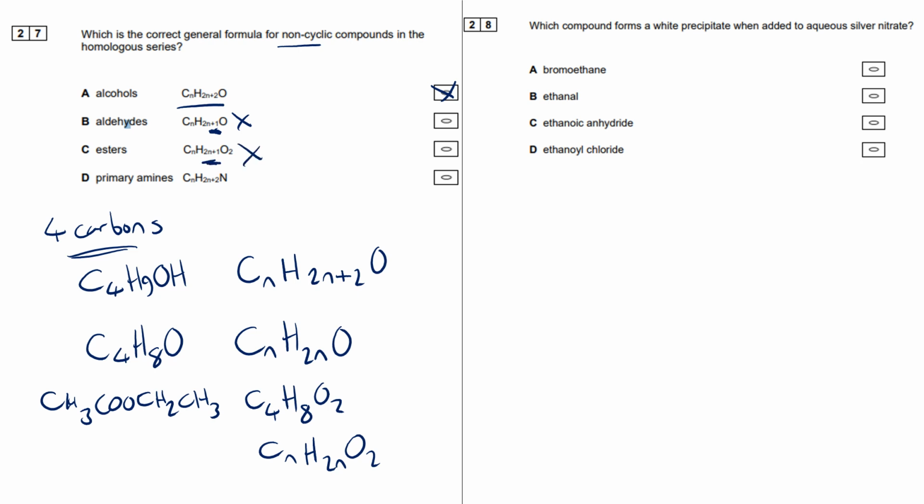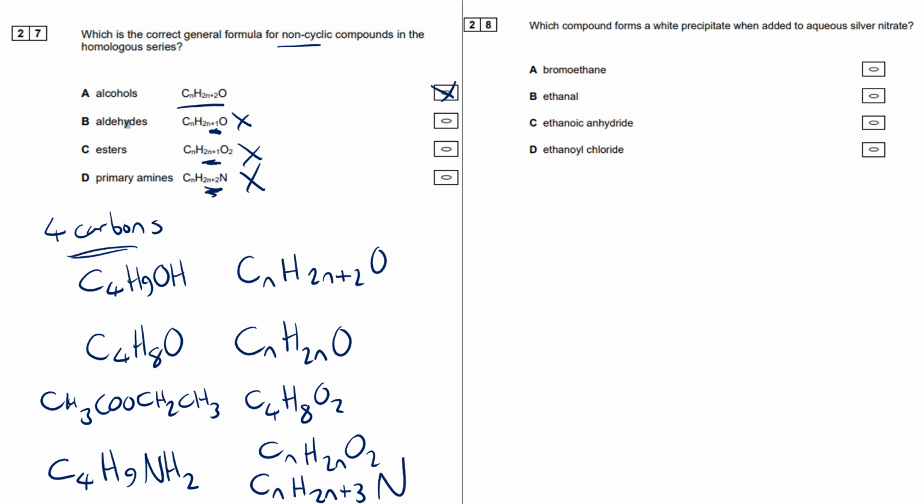And finally, primary amines. So if we had butylamine, for example, C4H9NH2, for every carbon we have twice as many hydrogens plus 3, and an N. So it should be 2n+3, not 2n+2. So that one is also incorrect. So A is the only one with the correct general formula.